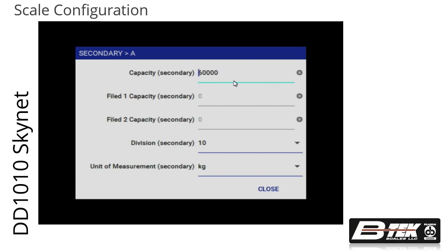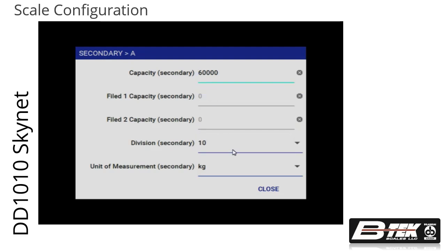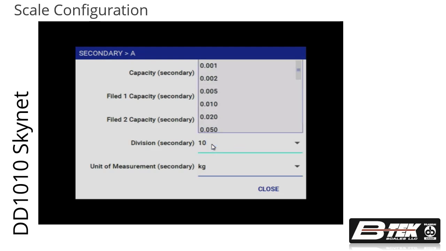Secondary fields are your secondary unit of measure. First, start by selecting the unit of measure. TN will be short tons, ounces, pounds, metric tons, grams, and kilograms are the standard selections. Set the capacity, and then set your division size.